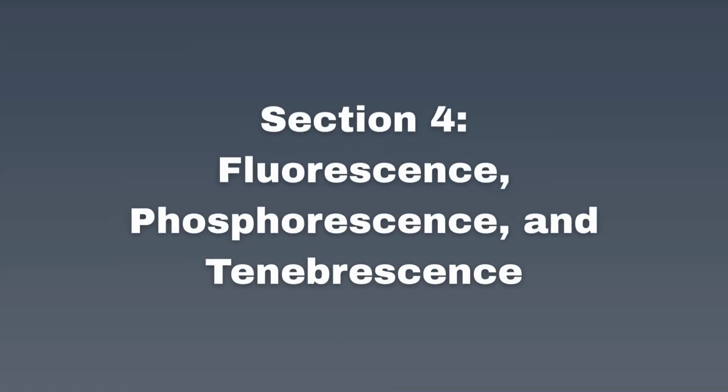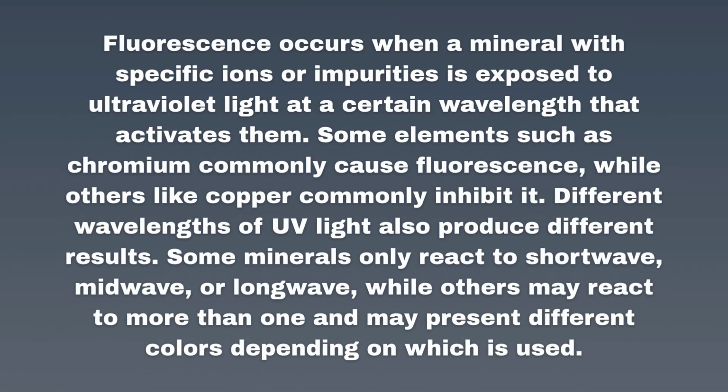Section 4. Fluorescence, Phosphorescence, and Tenebrescence. Fluorescence occurs when a mineral with specific ions or impurities is exposed to ultraviolet light at a certain wavelength that activates them. Some elements, such as chromium, commonly cause fluorescence, while others, like copper, commonly inhibit it. Different wavelengths of UV light also produce different results. Some minerals only react to shortwave, midwave, or longwave, while others may react to more than one and may present different colors depending on which is used.